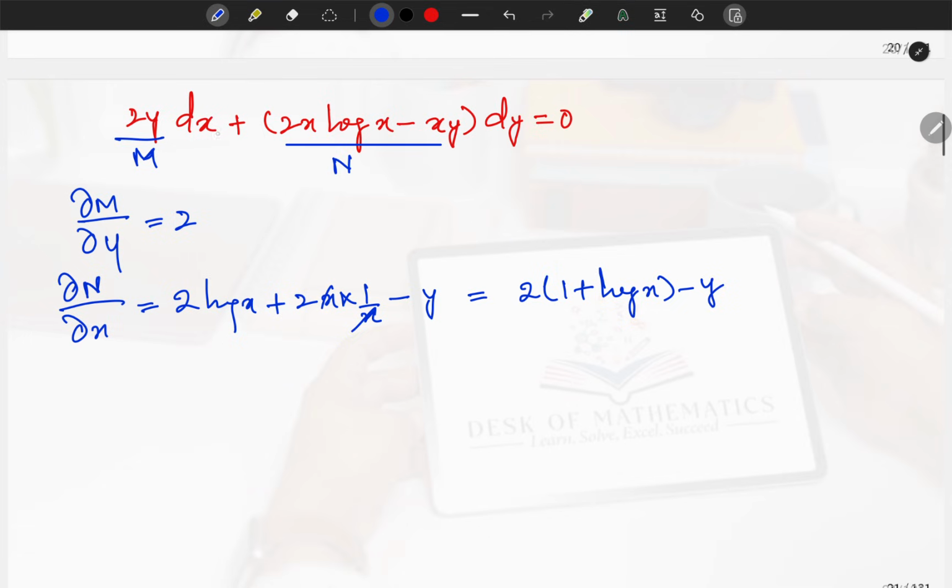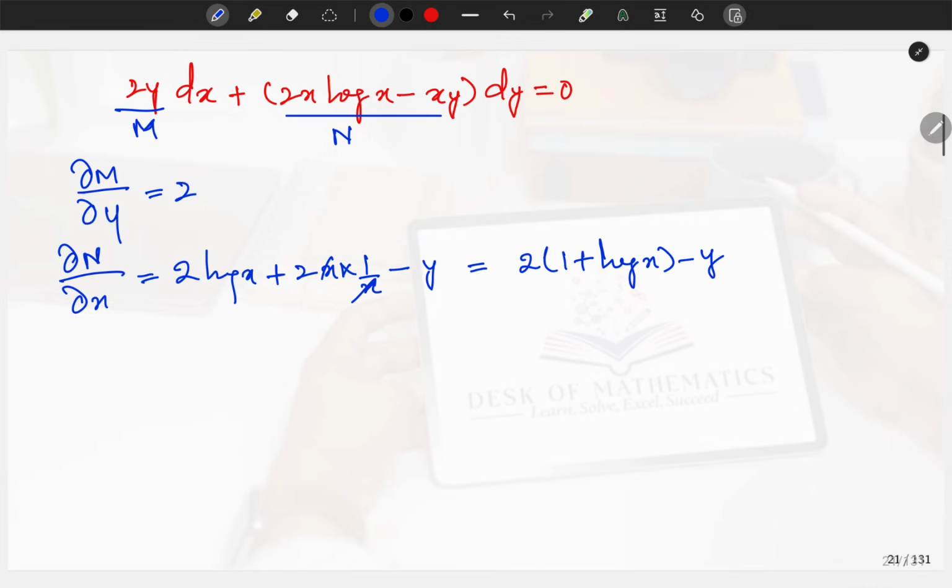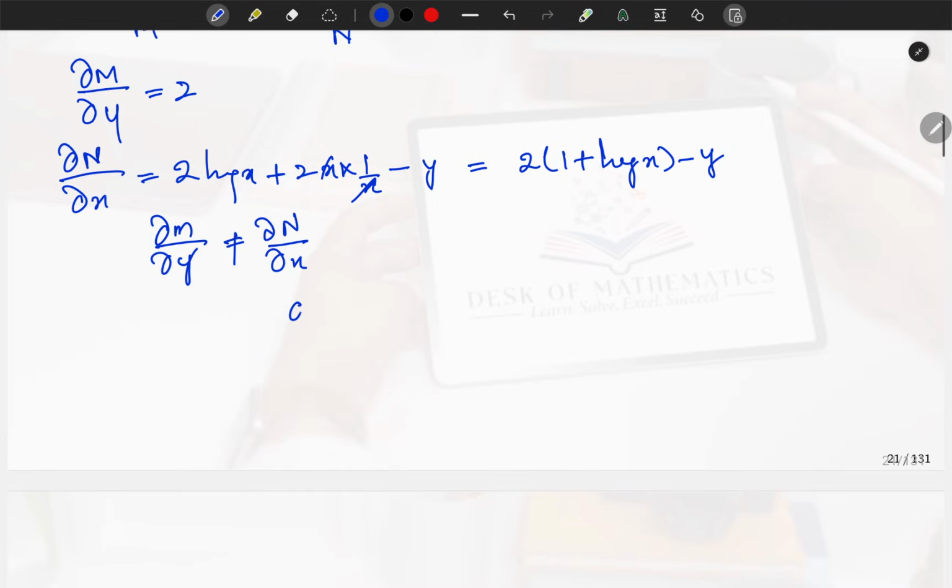Even this is not homogeneous as well. So it is not of the second case as well. What we will do? We will subtract these two. We have seen that ∂M/∂y is not equal to ∂N/∂x. So it is not exact, it is not homogeneous, it is not of the form y times a function, x times another function. So we try to subtract it: ∂M/∂y minus ∂N/∂x.